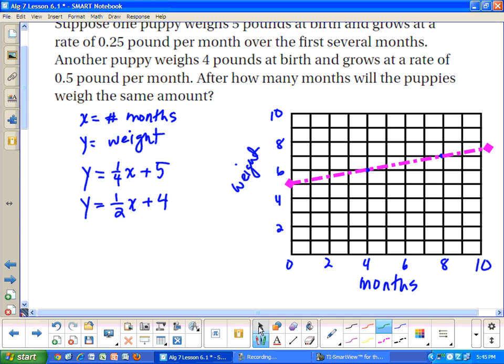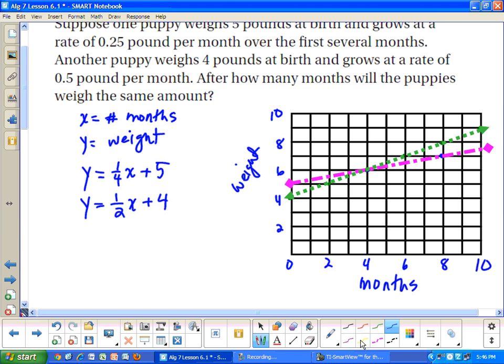There we go. All right, and the second one starts at 4 pounds and grows half a pound a month. That means it takes 2 months for that puppy to grow 1 pound. So that would look like that. And if I draw that line in there, I'll pick green for that one. That would look like that.